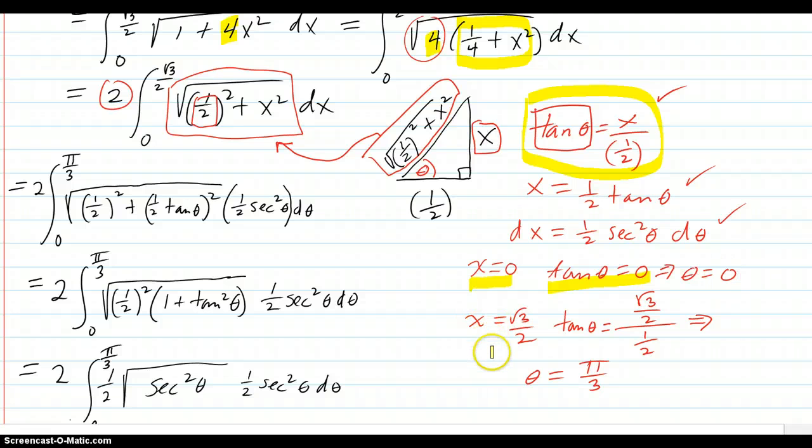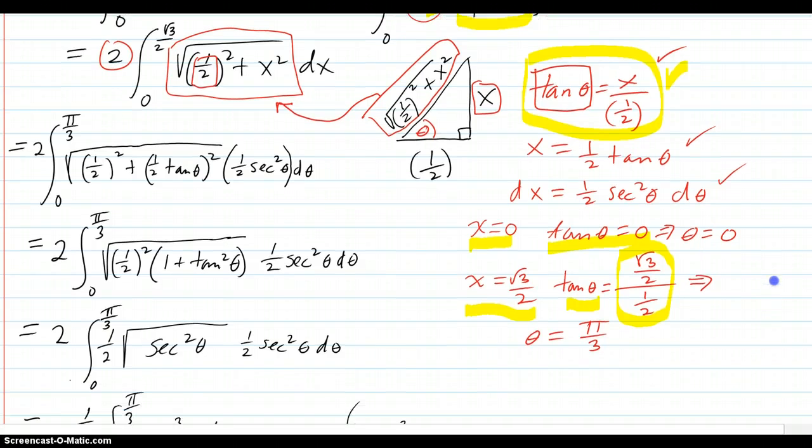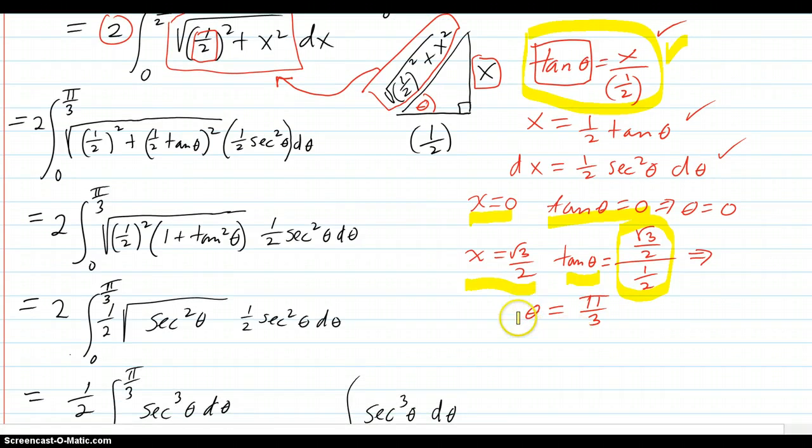And when x is square root of 3 over 2, to convert over that integration limit, then your tangent, according to the formula up here again, would be x over 1/2. So square root of 3 over 2 divided by 1/2, which is square root of 3, and that converts to theta is equal to pi over 3.